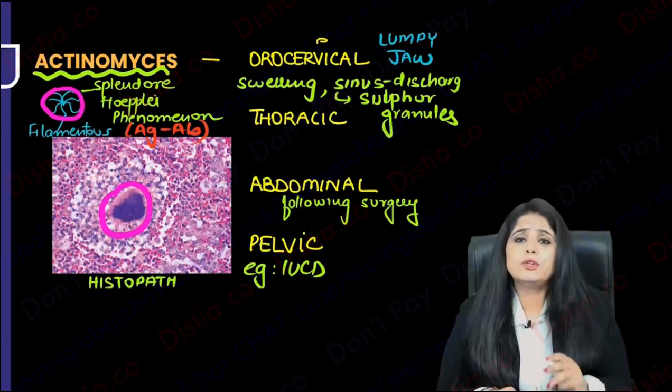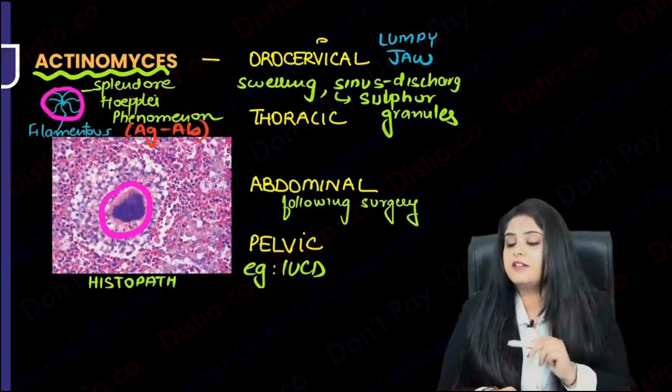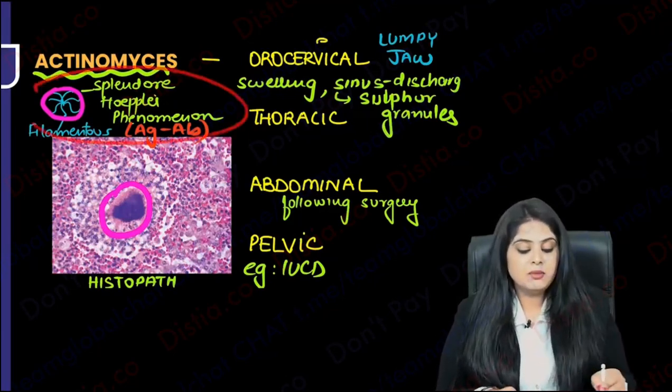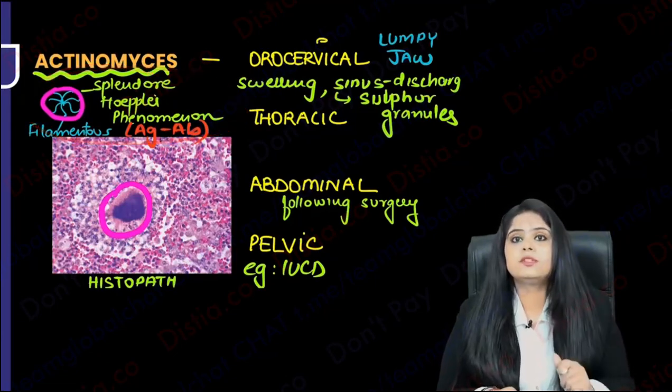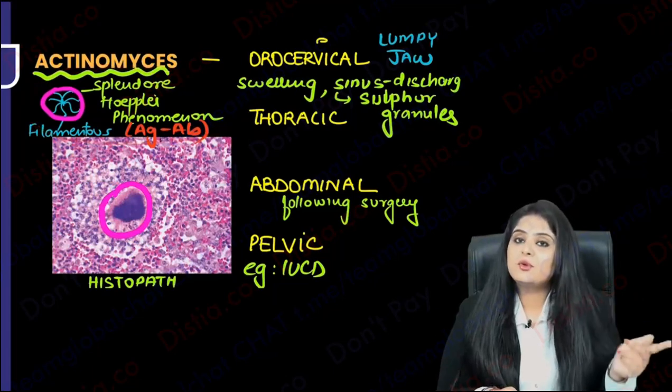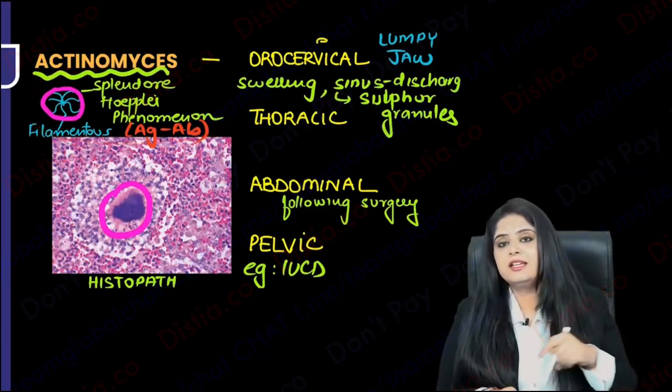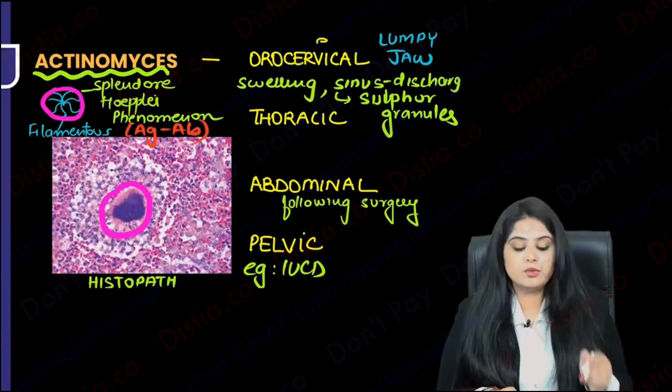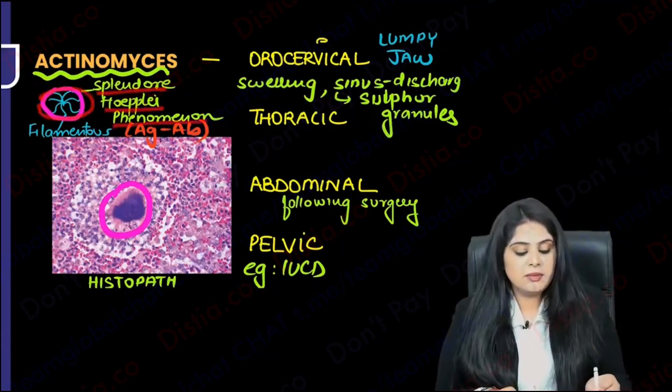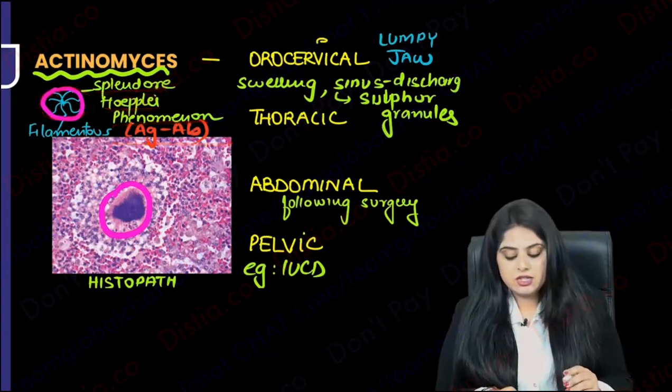Guys, where else have I taught you? In micro only, in the mycology, fungus chapter. Splendore-Hoeppli phenomenon is also seen with Sporothrix schenckii. Over there I told you Sporothrix and actinomyces. Here I am telling you Sporothrix and actinomyces. So the story is done. Splendore-Hoeppli phenomenon, pink color line, indicative of antigen-antibody reaction.